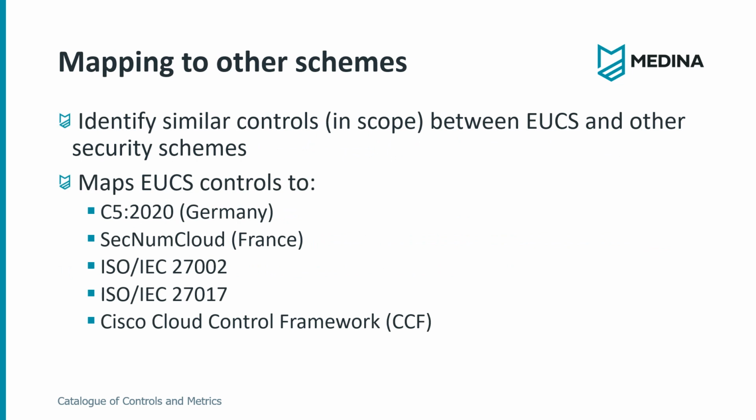The Catalogue also provides a mapping to other certification schemes. It implements this mapping, identifying controls that are similar in scope between the EUCS and other security schemes, which are concretely C5 from Germany, the French SecNumCloud, the ISO 27 family, and the CISPE Cloud Control Framework.